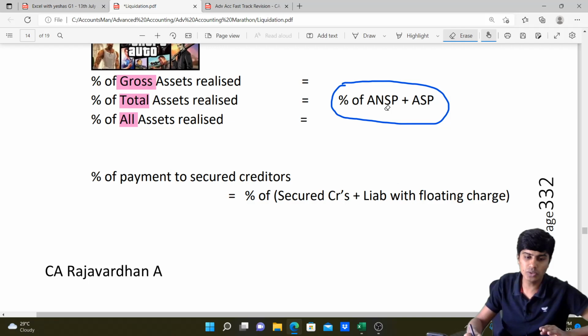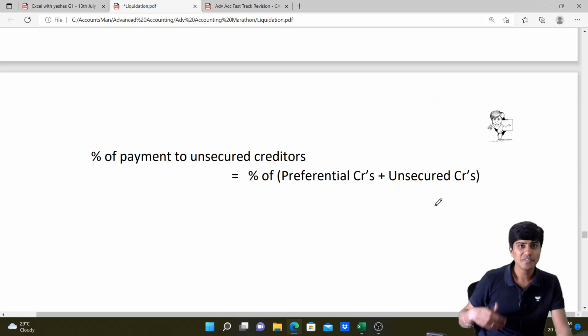Got it? The next one is when they use the word unsecured creditors. When they say the liquidator is entitled to remuneration at 10% of unsecured creditors, we have this tendency to compute it only on the unsecured creditors, that is list E. The point is, it should not just be on list E. It should be on list C also. Preferential creditors are also unsecured creditors. It is just that they have preference over normal creditors and debenture holders for their recovery. So when they say percentage of amount paid to unsecured creditors, we have to take preferential creditors plus unsecured creditors. On that we'll apply that percentage.